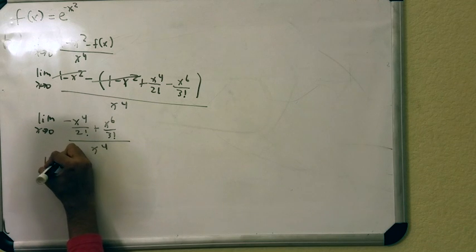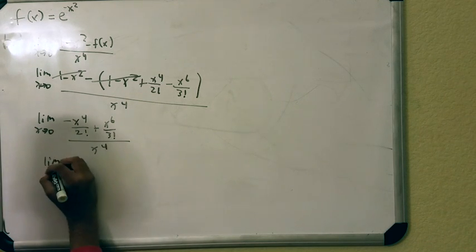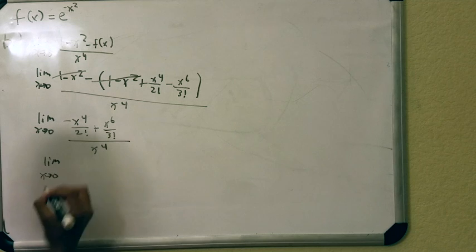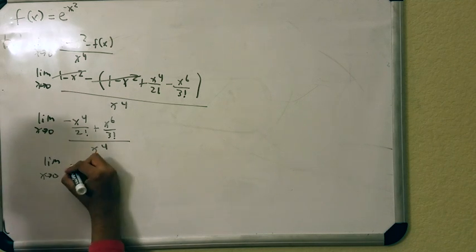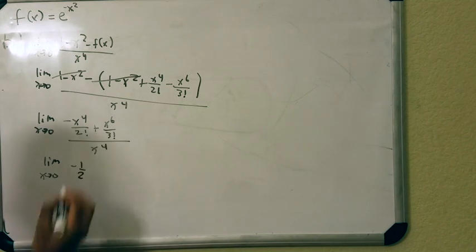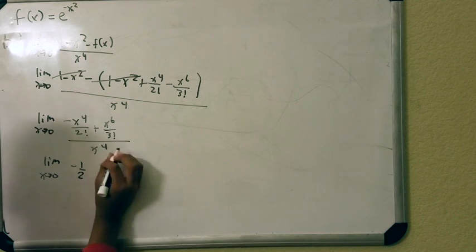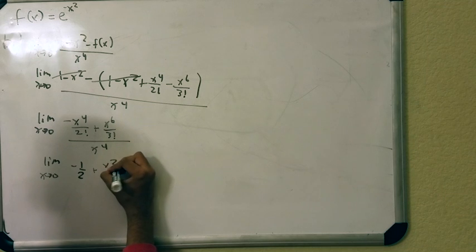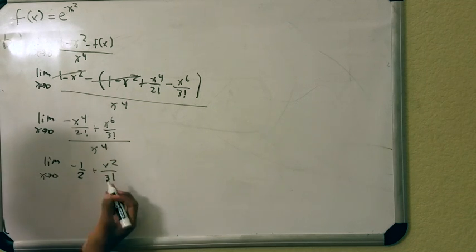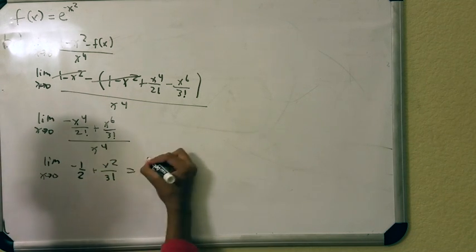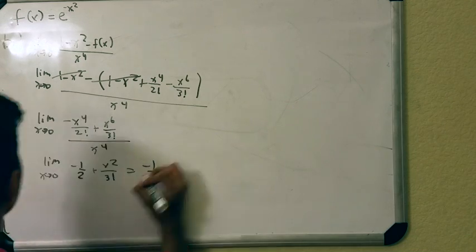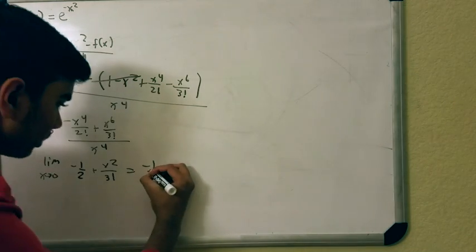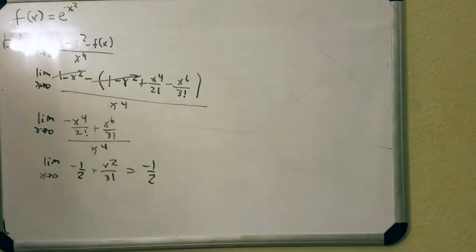Simplifying that further, you can cancel out the x's, and the limit as x goes to 0 is negative 1 half, since 2 factorial is just 2. You cancel out the x to the 4th with this x to the 4th, plus x squared over 3 factorial, and since the limit as x goes to 0 is just negative 1 half. This is a pretty simple problem, and for this problem you will be earning only 1 point for your answer.